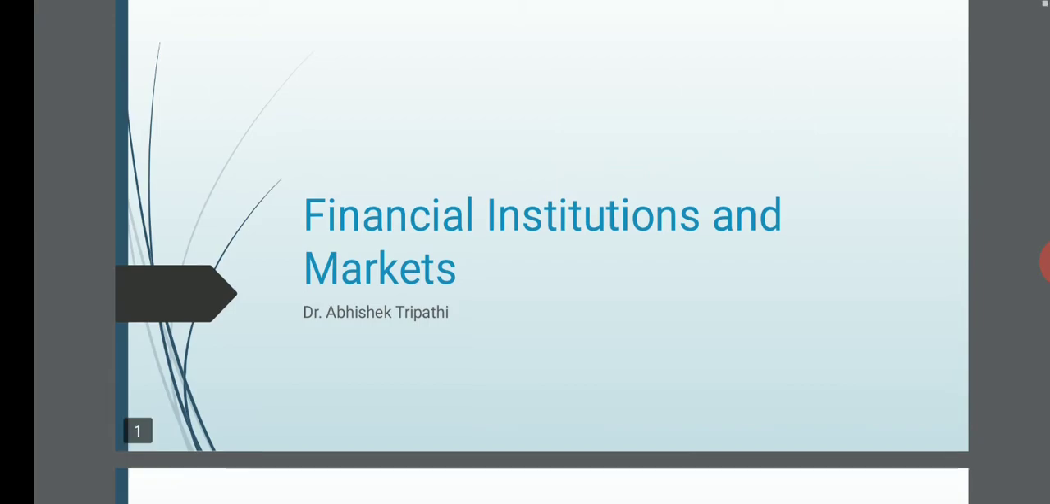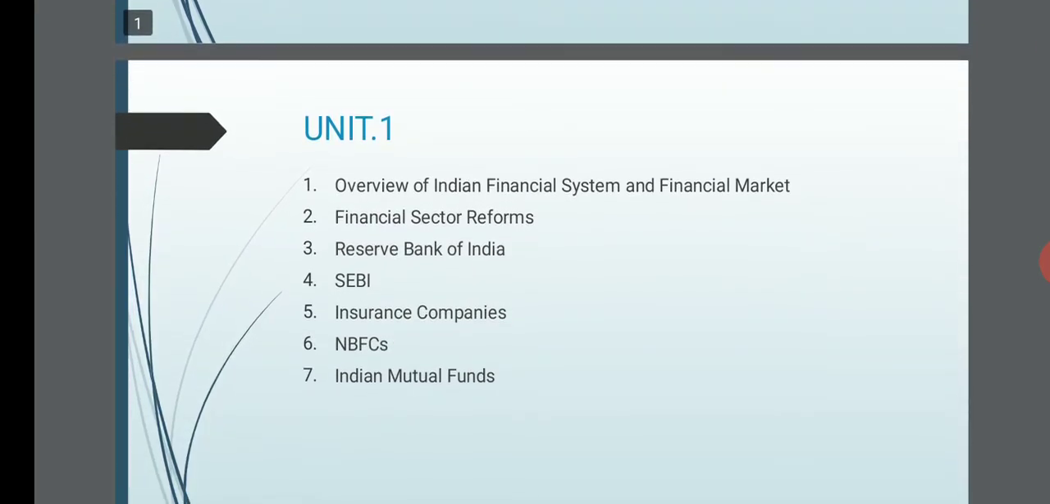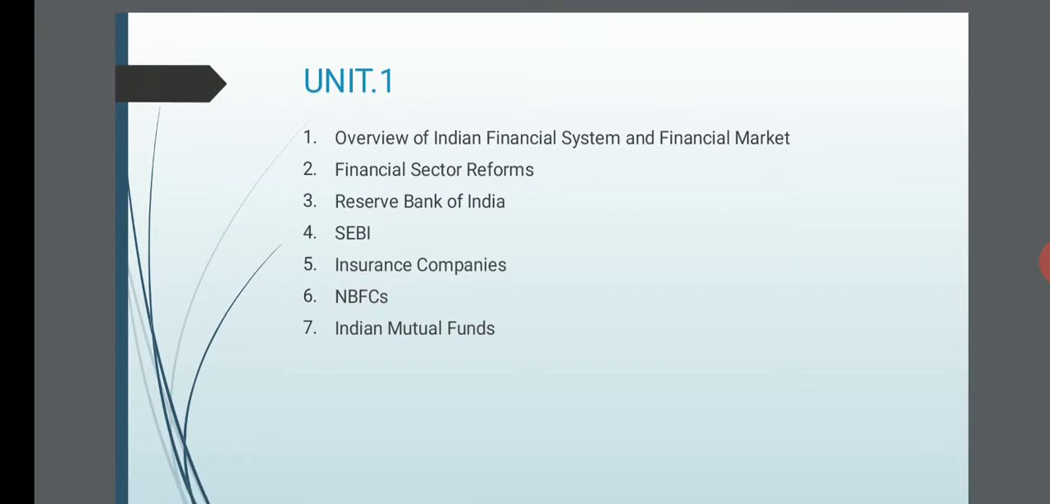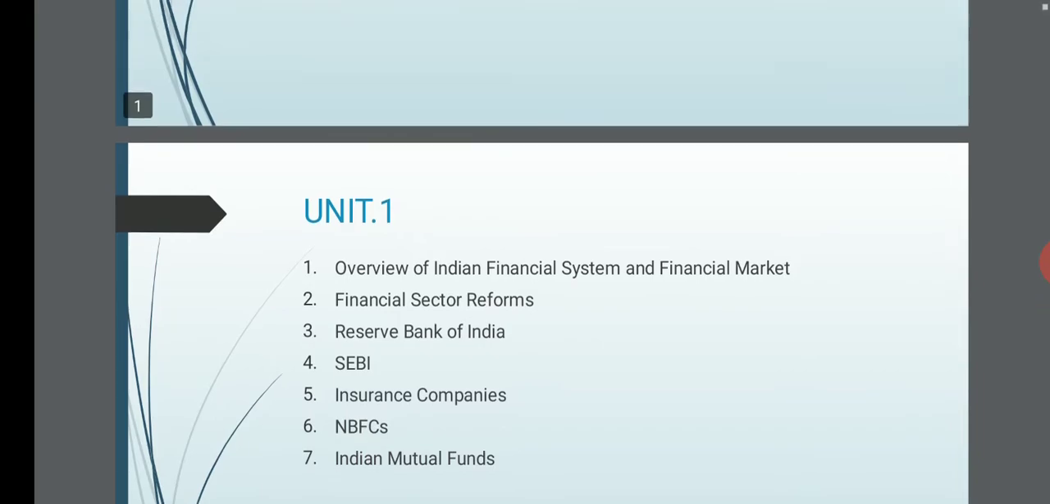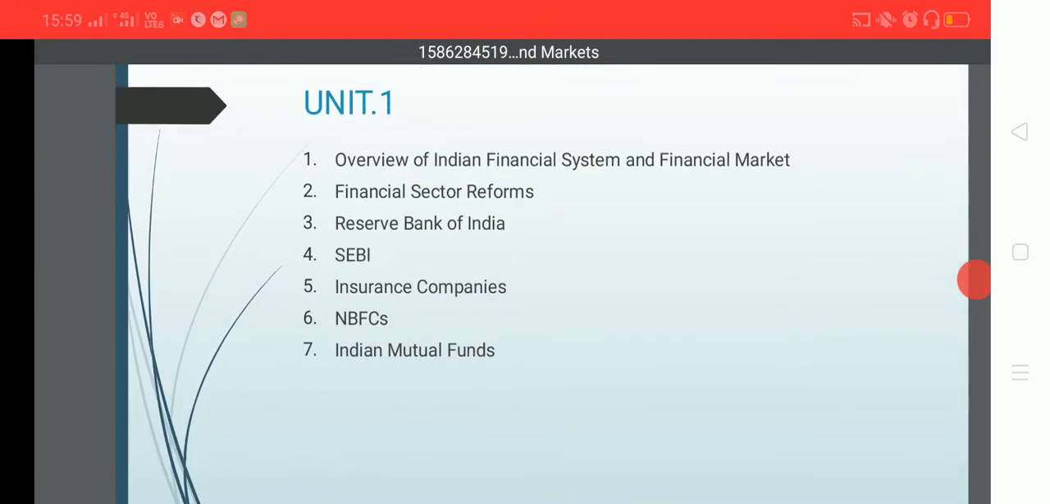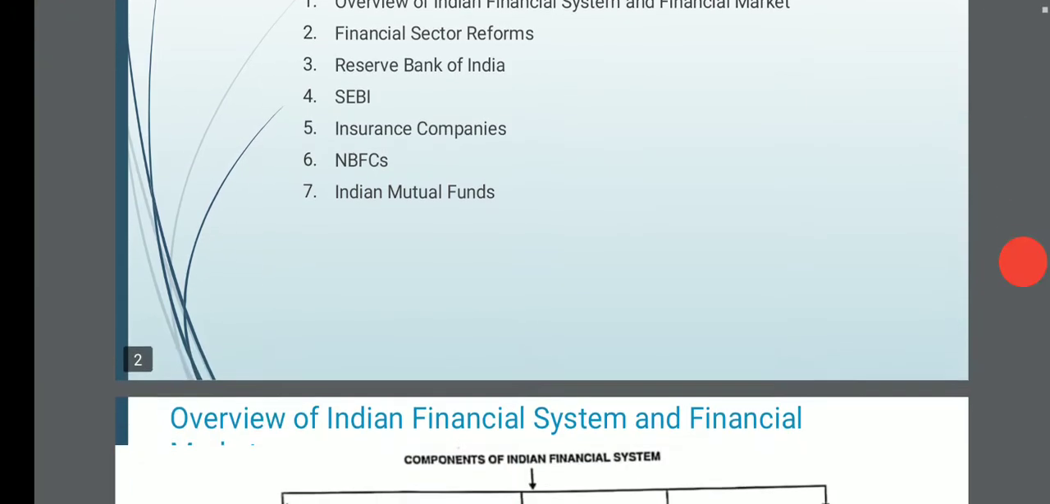So, if you look into the syllabus, Unit 1 talks about the overview of the Indian financial system and financial market, financial sector reforms, Reserve Bank of India, SEBI, insurance companies, NBFCs, and Indian mutual funds. So these are the seven topics we have in Unit 1 of Indian financial institutions. Let us start with the syllabus.